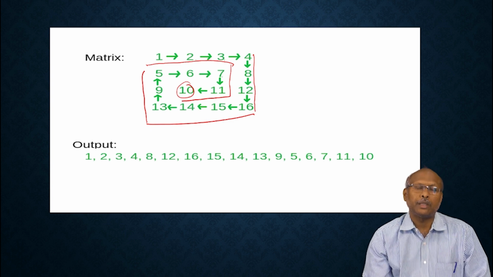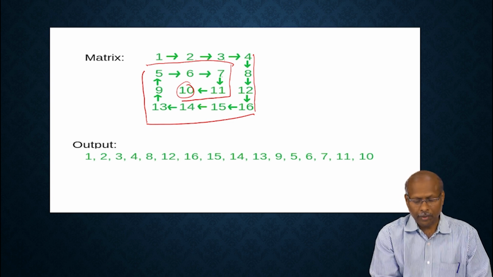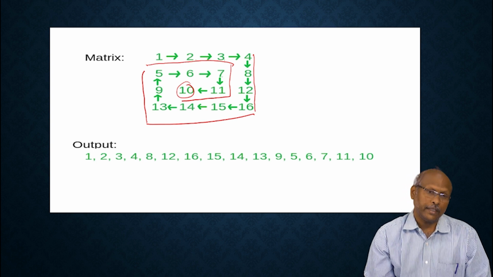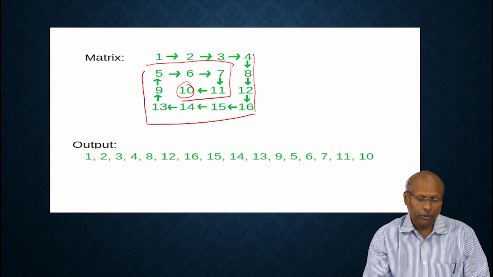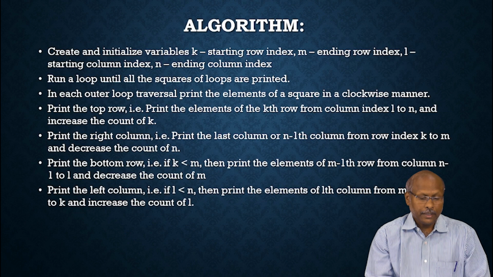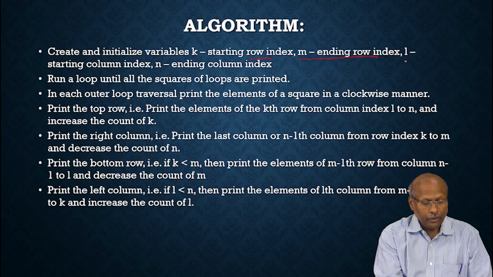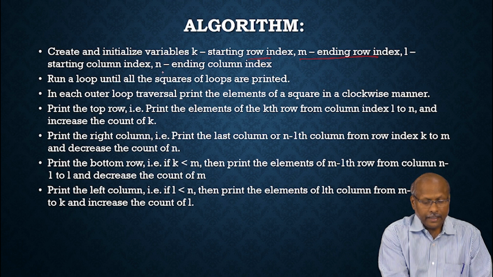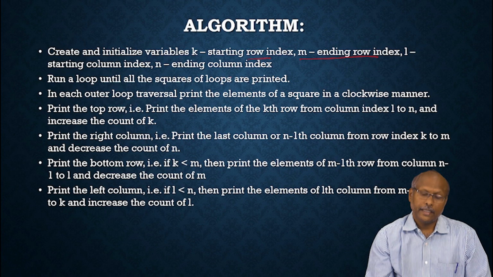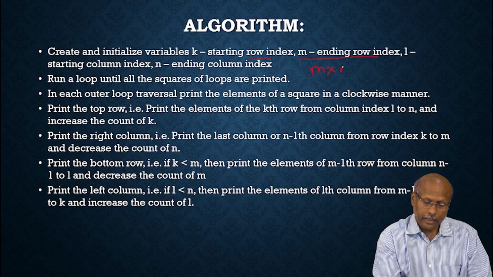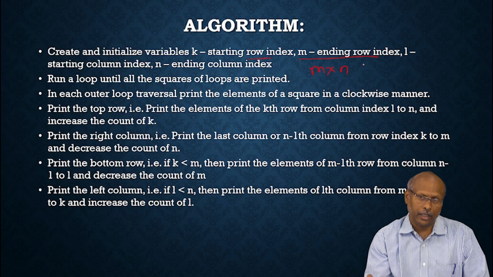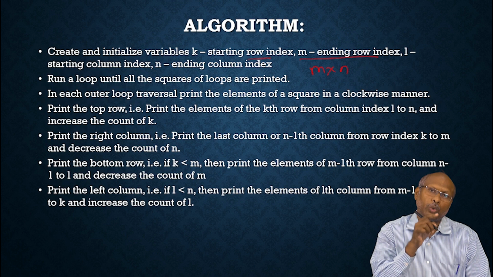So, when this type of question is given, how will you solve it? Most of the time they will ask this type of question. Normal printing matrix is different and printing the matrix in a spiral form is different. And there is a simple algorithm you have to follow. The algorithm says create and initialize the variable k, starting row index, and m is the ending index, and l is the starting index and n is the ending index. That means you have to take m rows into n column.